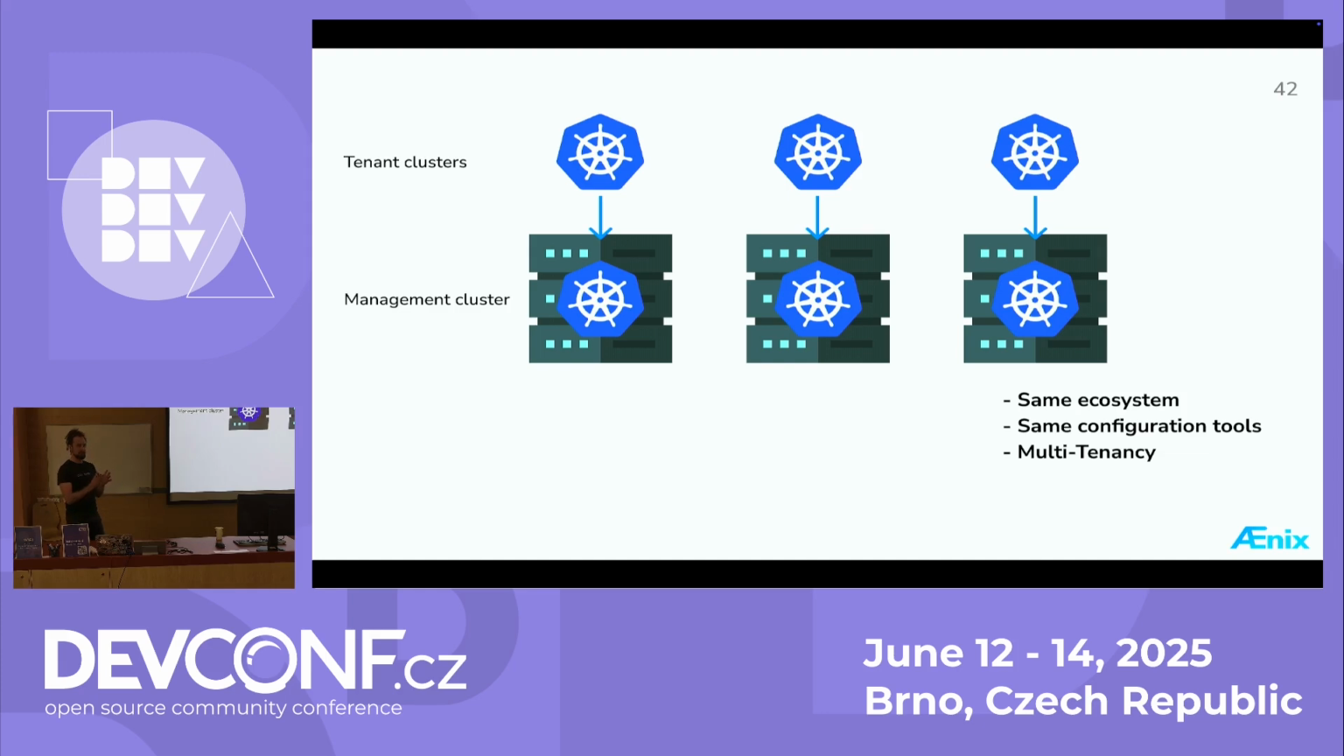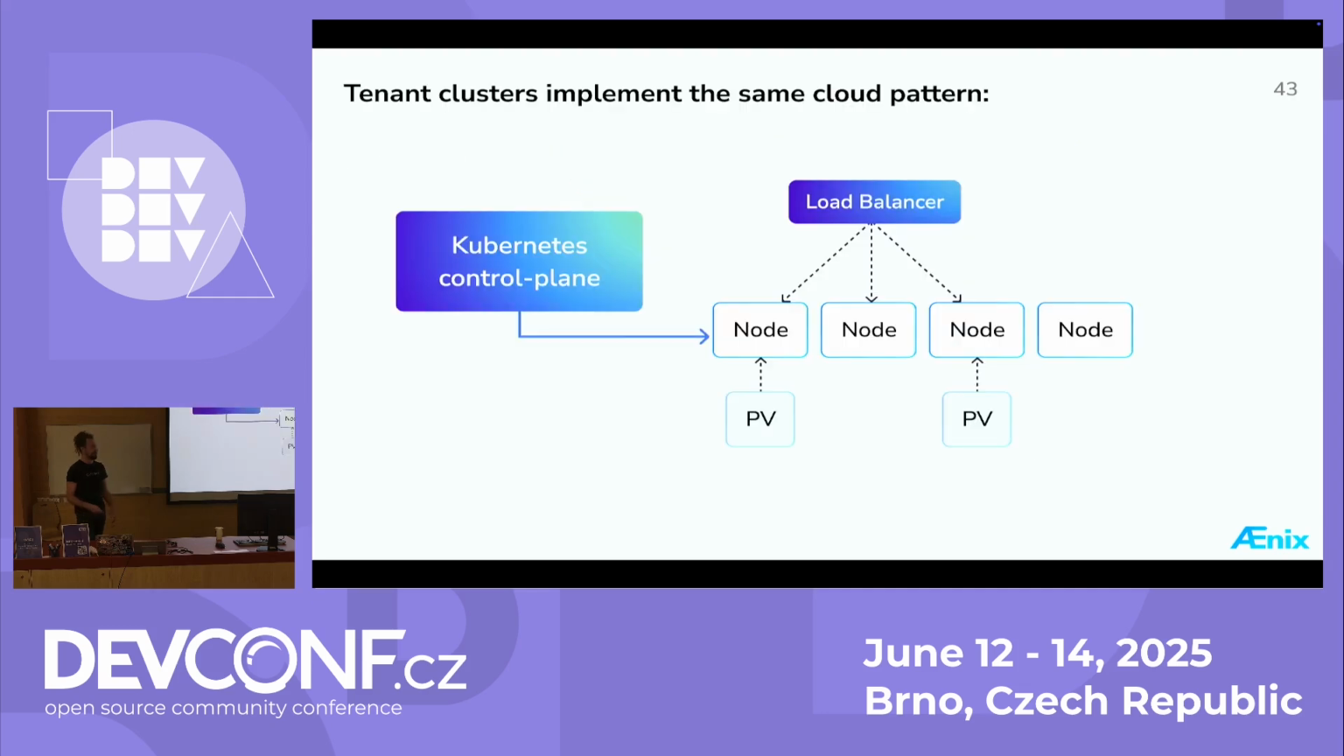Since we have separated Kubernetes cluster, user can have full admin privileges there. They can install operators and custom resources, do whatever they want. They will be separated and separate virtual machines. And finally, those small tenant Kubernetes clusters, they implement the same cloud pattern like you have in original clouds, where we have everything separated: control plane, persistent volumes, and load balancing.